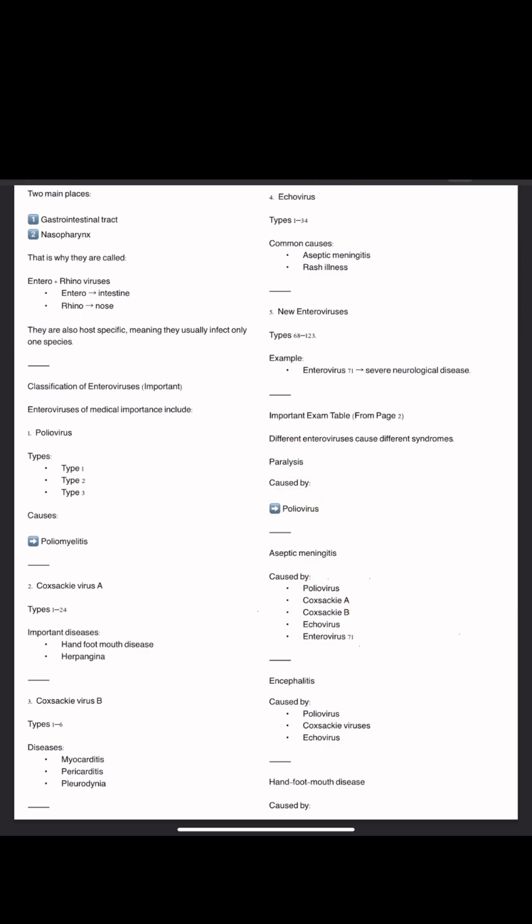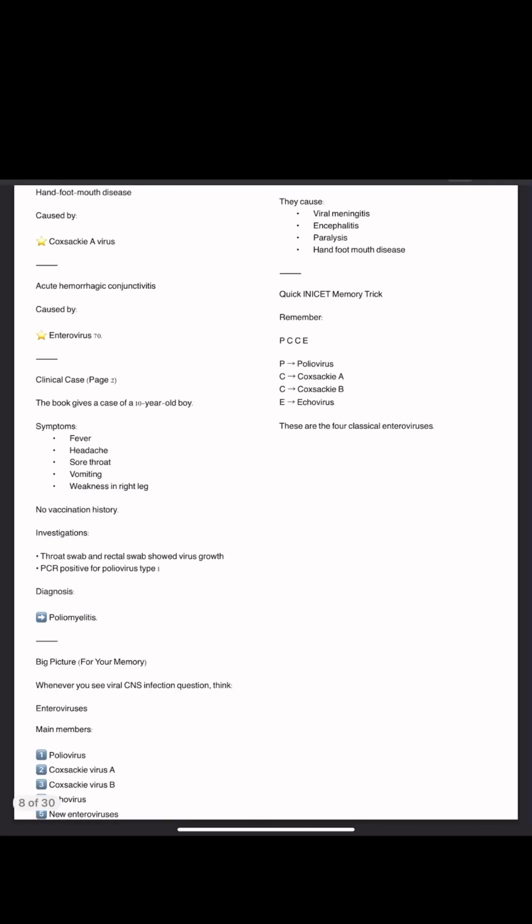Poliovirus causes paralysis, it causes polio. Aseptic meningitis is caused by all these, PCCEE. Encephalitis, hand, foot, mouth disease, and acute hemorrhagic conjunctivitis caused by enterovirus 70.